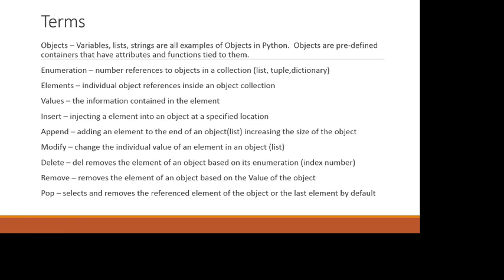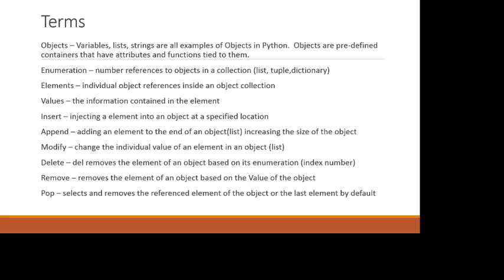Python. Let's talk about some terms, and this is kind of the theory behind the programming, and it helps to understand these theories. So let's talk about terms. Objects. Objects are variables, lists, strings. They're all examples of objects in Python, and again, you'll see this with Java programming or with any other programming. Objects are things that can be acted upon. Objects typically have predefined containers that have attributes and functions tied to them.